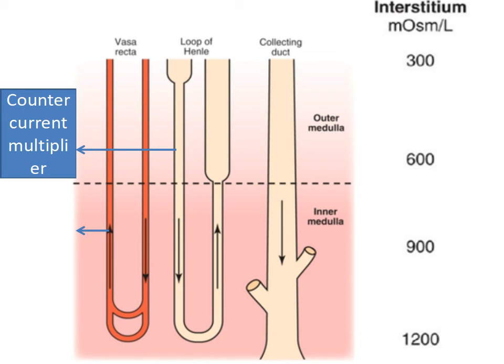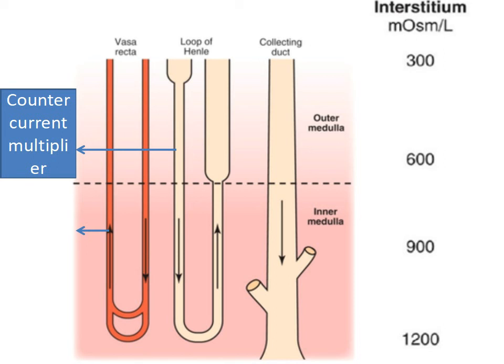That means the osmolarity we can see here, in the upper part it is 300. Later it will increase, become 600, 900, 1200 like that. So the osmolarity is increasing downward. This is called the osmolarity gradient. This osmolarity gradient is produced by the counter current multiplier.